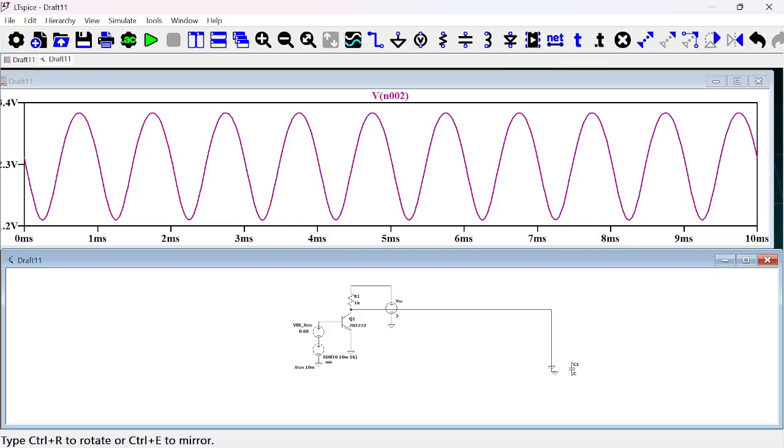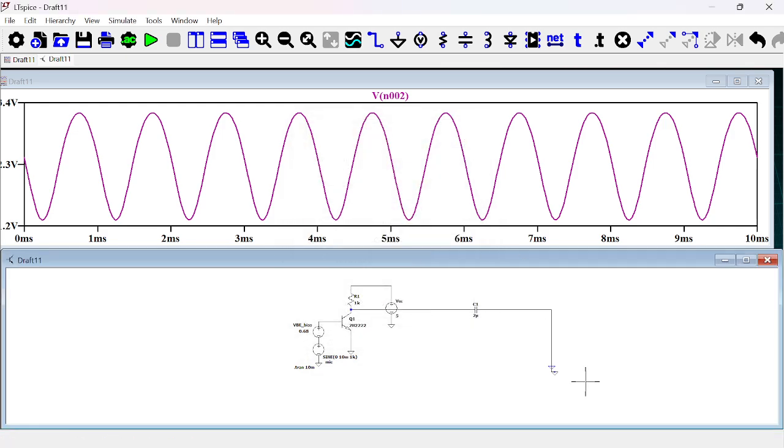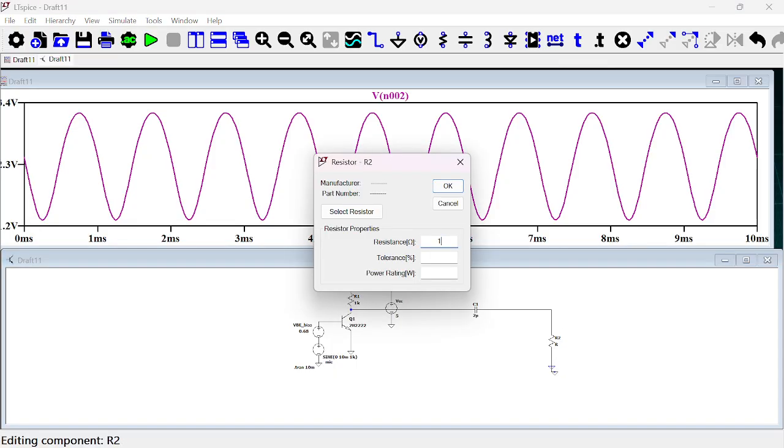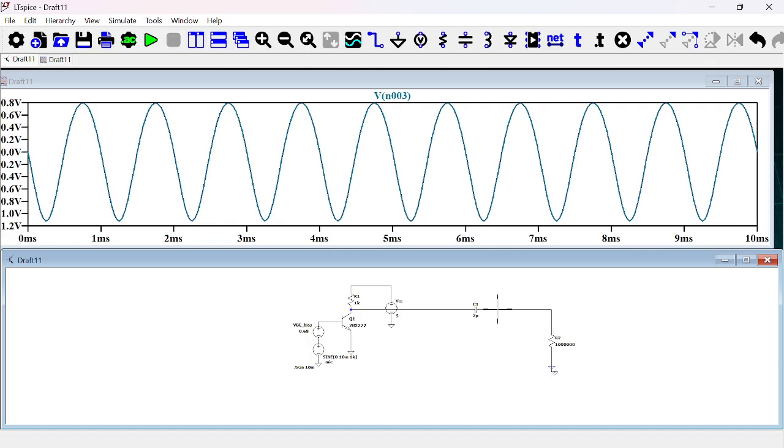So I'll put a capacitor here. Two micro, that's a trick. And I put a very large resistor here to be sort of an open circuit. 1, 2, 3, 4, 5, 6 is enough. Okay, so I'll see the output swing alone.